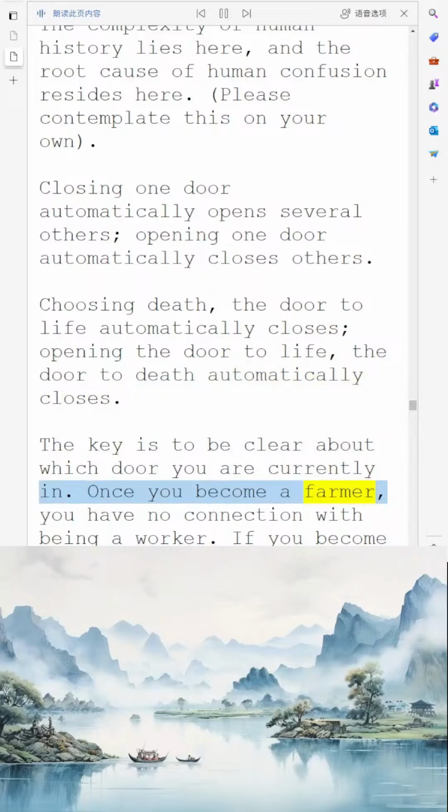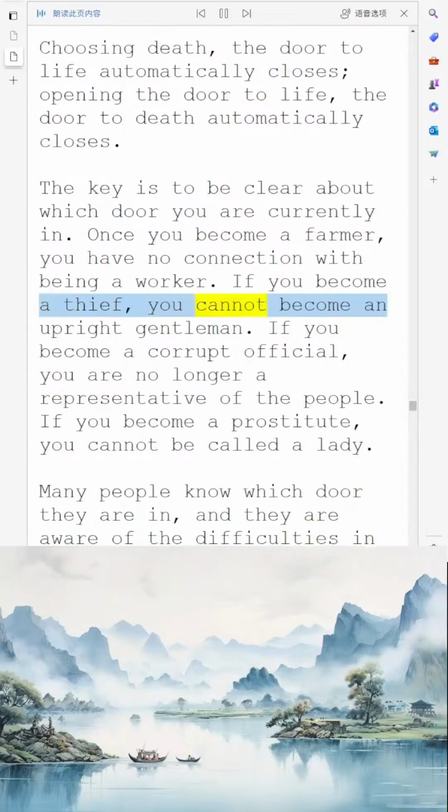Once you become a farmer, you have no connection with being a worker. If you become a thief, you cannot become an upright gentleman. If you become a corrupt official, you are no longer a representative of the people. If you become a prostitute, you cannot be called a lady.